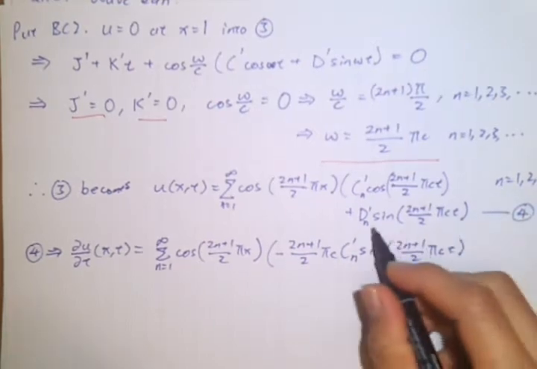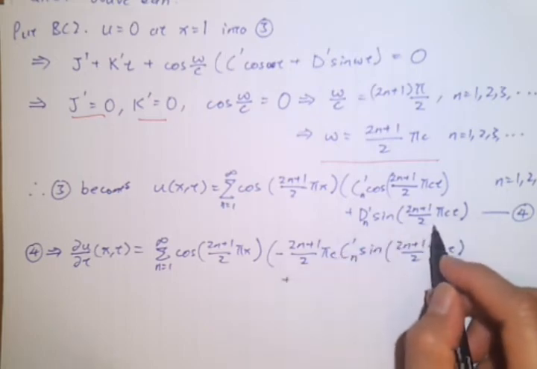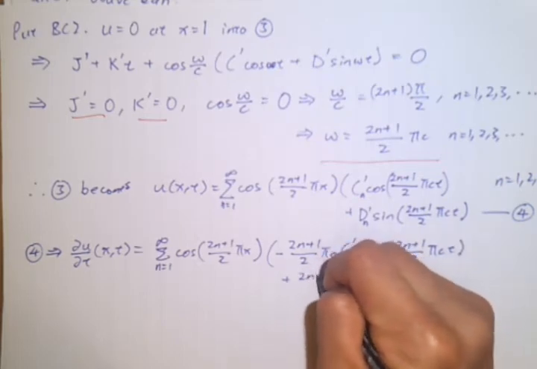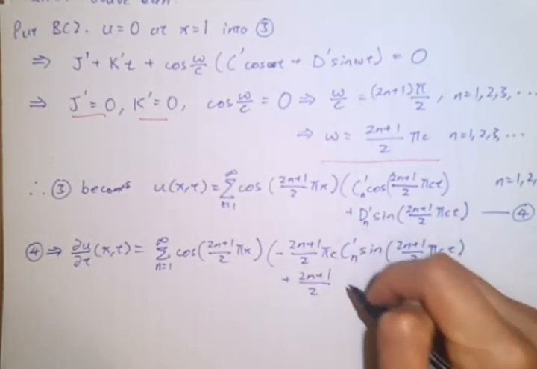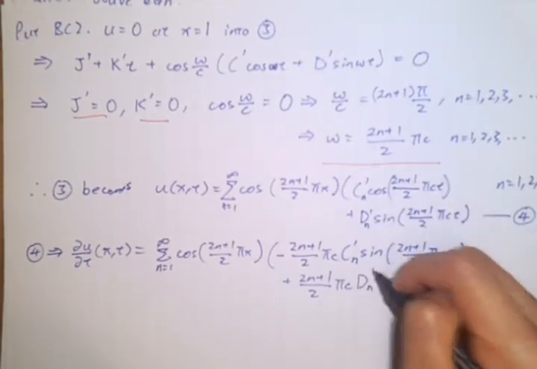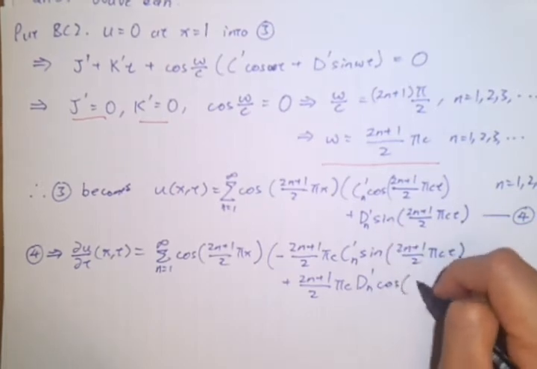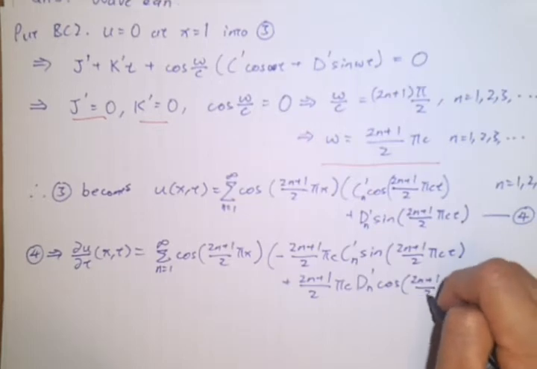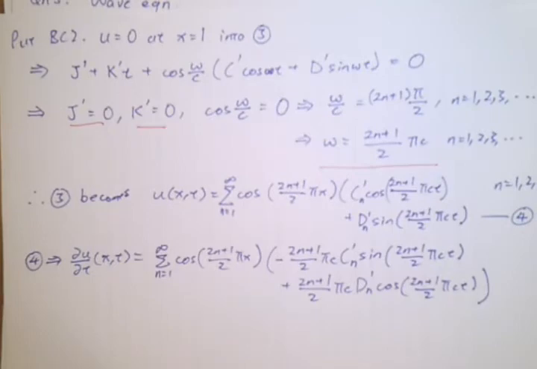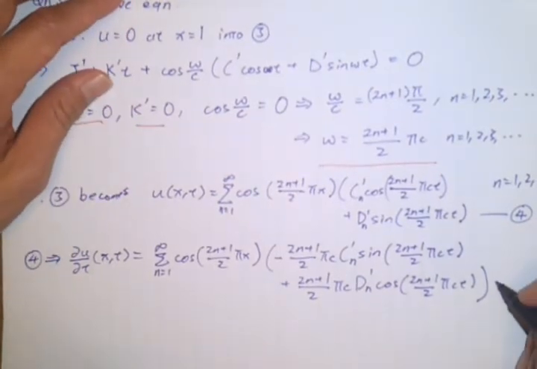And then for the d term, when you differentiate sine, it becomes cos. So you have to bring out the numbers in front of the t, which is (2n plus 1) over 2 pi c, D prime. You differentiate sine, it becomes cos of (2n plus 1) over 2 pi ct. So this is my du dt.